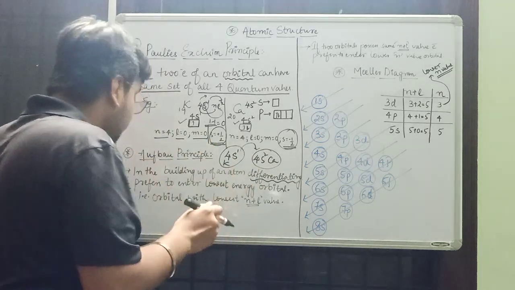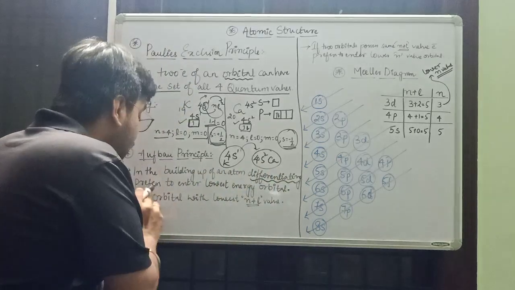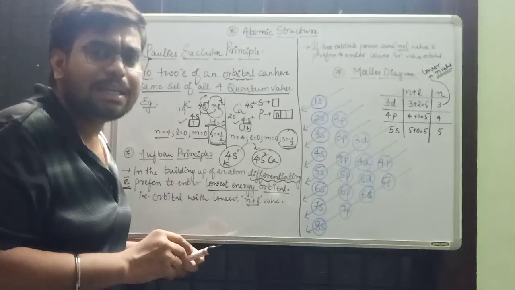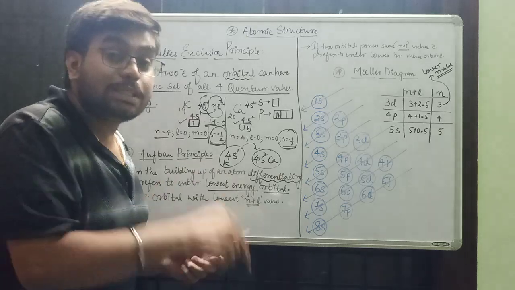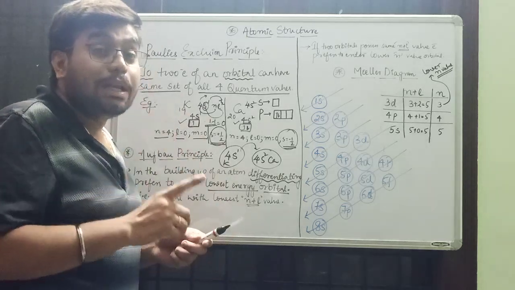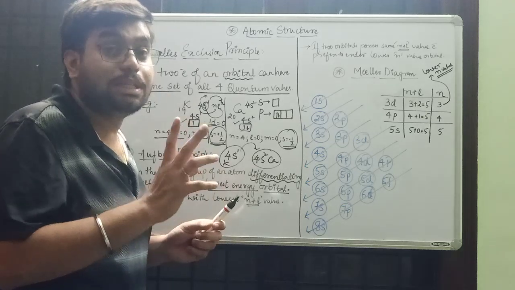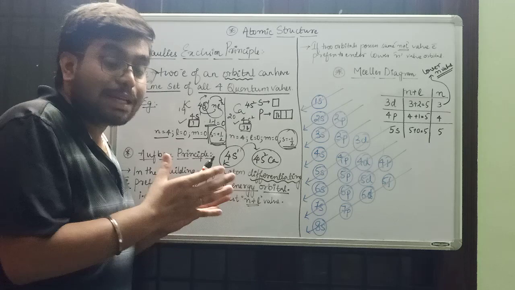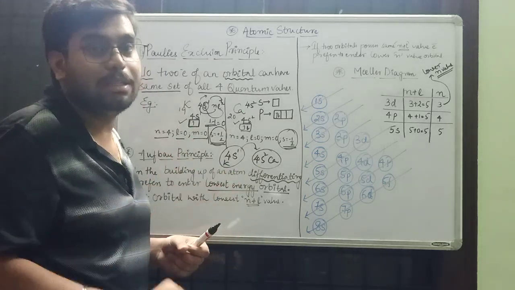So now come up with the definition. In the building of an atom, the differentiating electron prefers to enter the lowest energy orbital. Why does it prefer the lowest energy orbital? Because we have learned that energy and stability are inversely proportional. To be more stable, it requires lower energy.